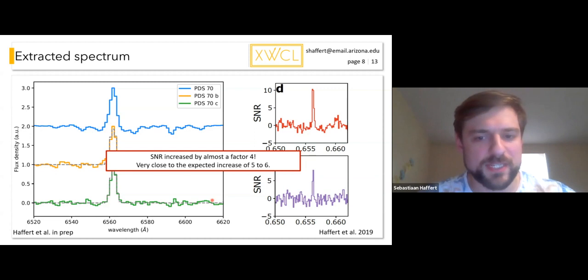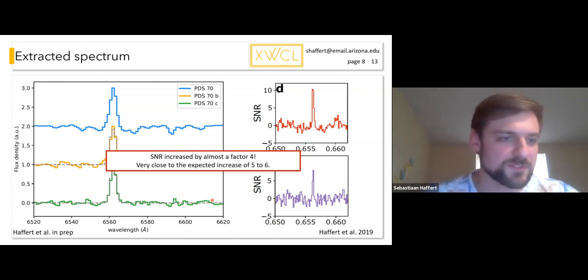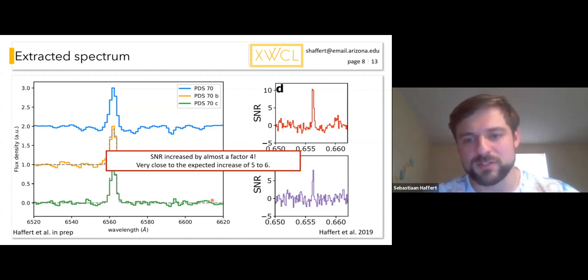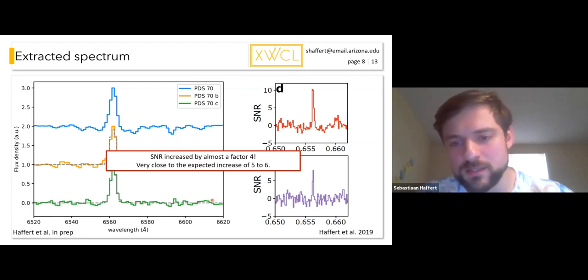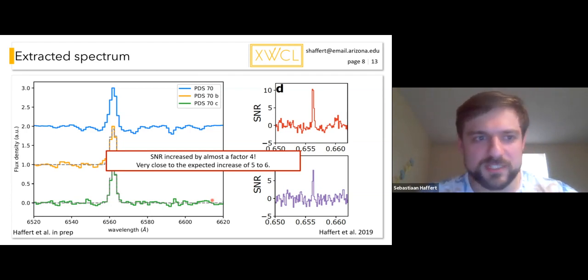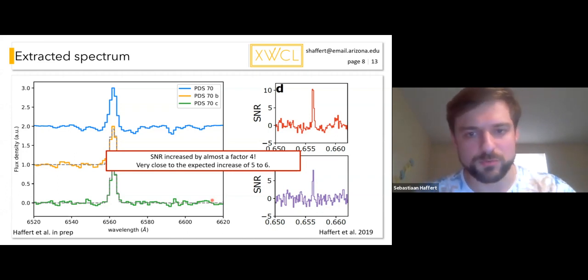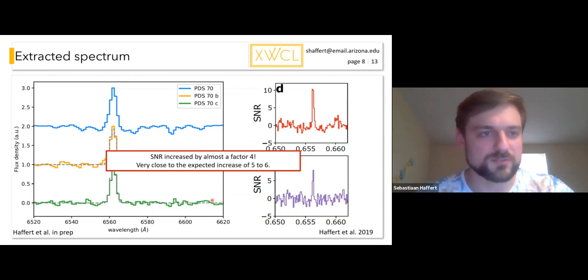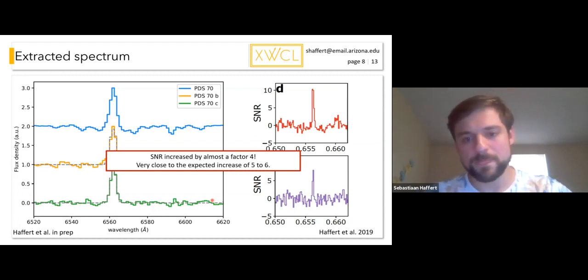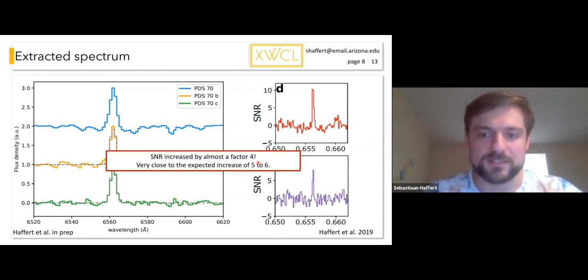And this is very close to the expected increase of a factor 5 to 6, based on just the exposure time. The reason why you have not reached that factor of 5 to 6 is because the seeing and the atmospheric conditions also play a strong role in the actual signal to noise that we achieve. And that's not factored in this number.